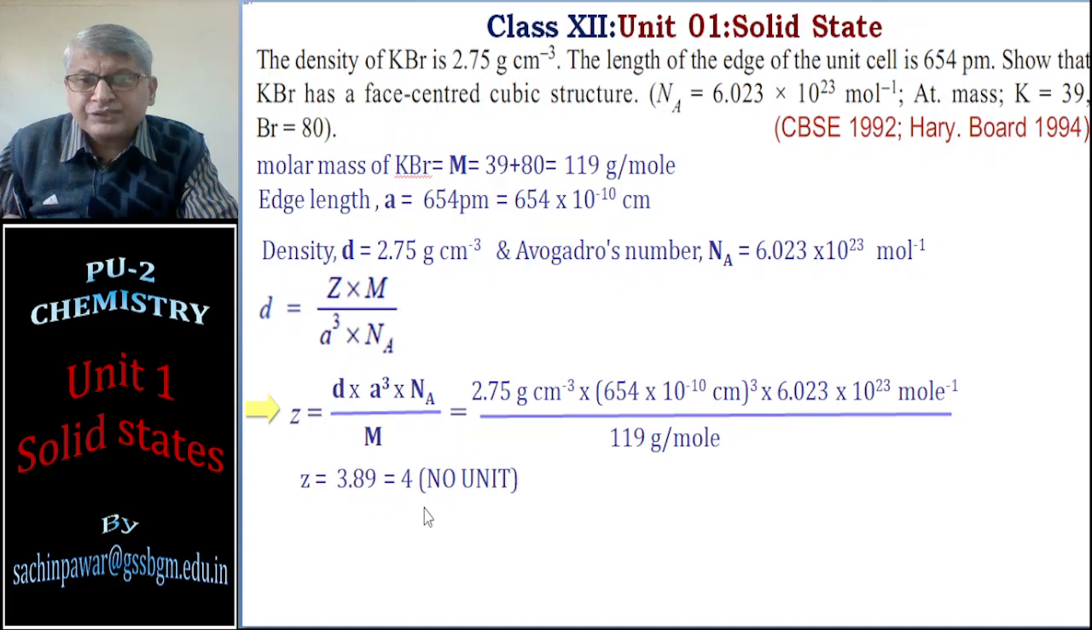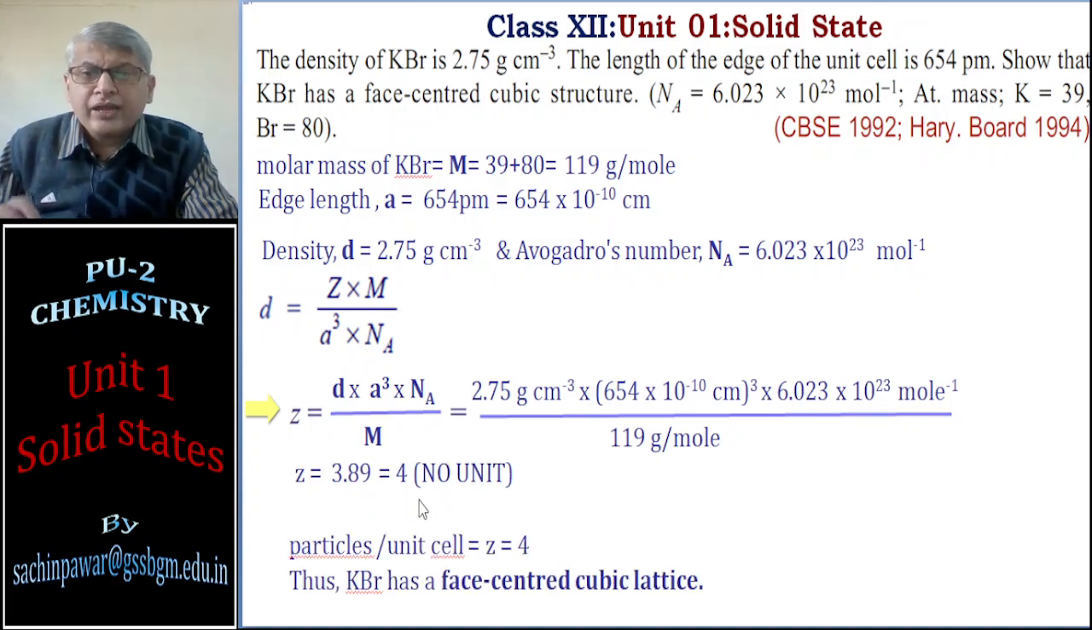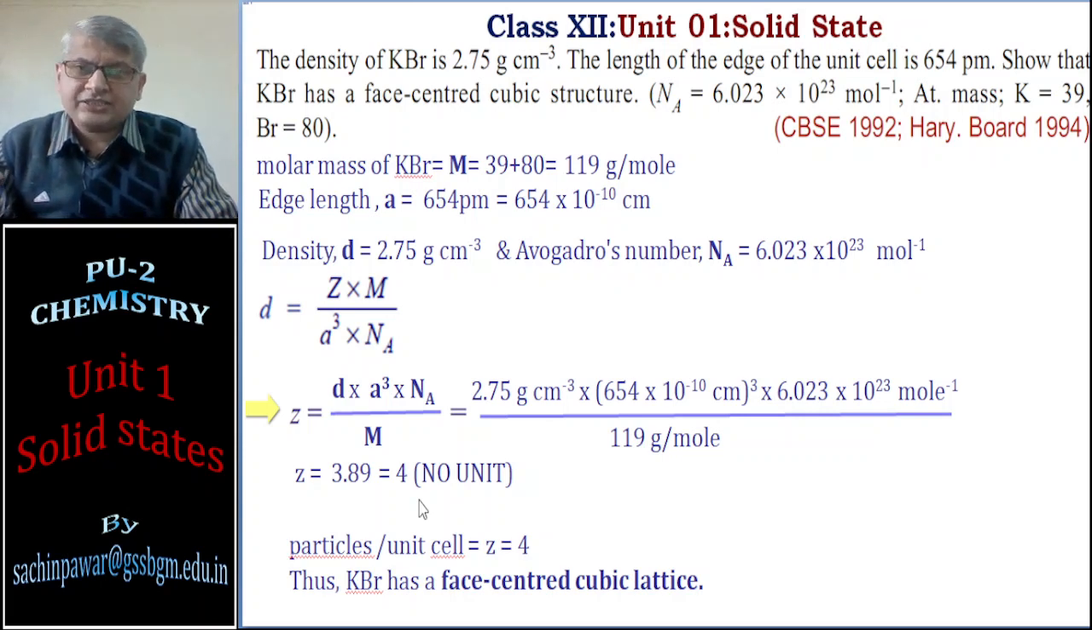You can approximate it as 4, and since the number of particles per unit cell is 4, you can say clearly that KBr is a face centered cubic lattice. This is the problem on calculating what kind of unit cell that substance or the material is made of.